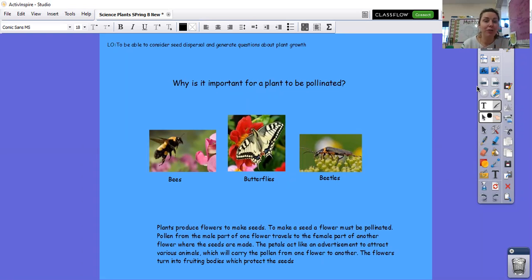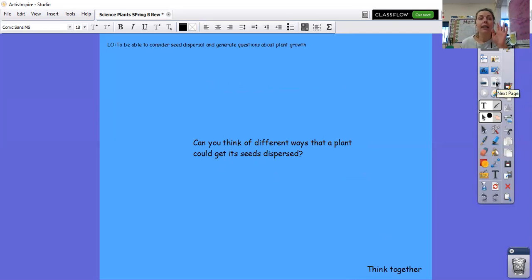And the flowers then turn into fruiting bodies, like, for example, a tiny tomato seed turns into a big tomato plant with those tiny yellow flowers on, and those tiny flowers then turn into masses and masses of tomatoes, which are red in color normally. Okay, so that tiny fuzzy little seed is turned into a mass of different size tomatoes. So that's an interesting thing to know. So once it's been pollinated, the seeds are developing. Okay, but think of ways that the plant could get its seeds dispersed.